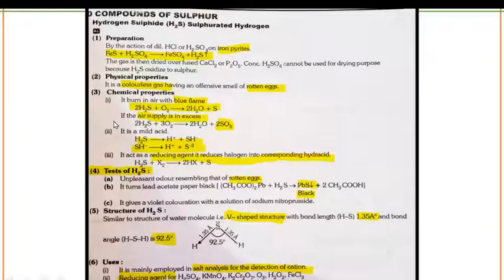Sodium nitroprusside is used to lower pressure. You have to learn, you have to remember this. This nitroprusside is used to lower the blood pressure.